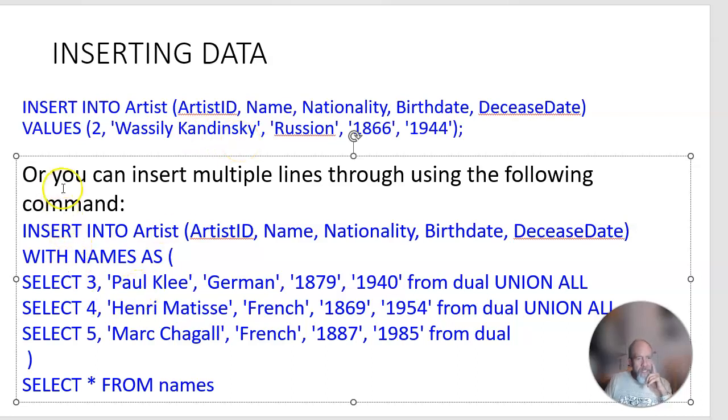But you can also do this. You can do multiple lines using this insert all into with names as. And notice that you actually have to have from dual union all. I didn't put those in caps, but those are keywords. So that one allows you to do a lot of rows at one time.